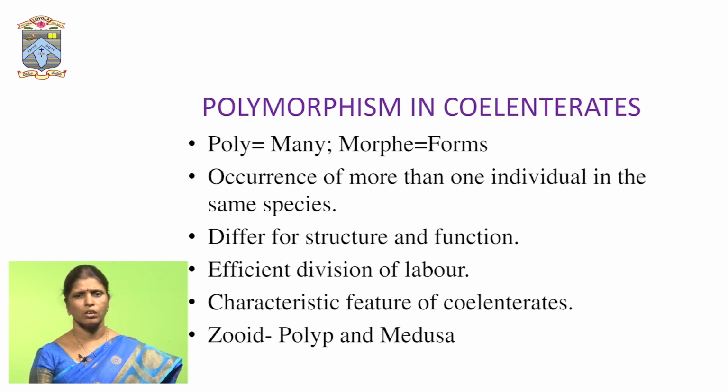The function is division of labor. So, efficient division of labor we can observe in these animals. It is one of the beautiful and most important characteristic features of this phylum Cnidaria or Coelenterata. The individuals are called zooids.